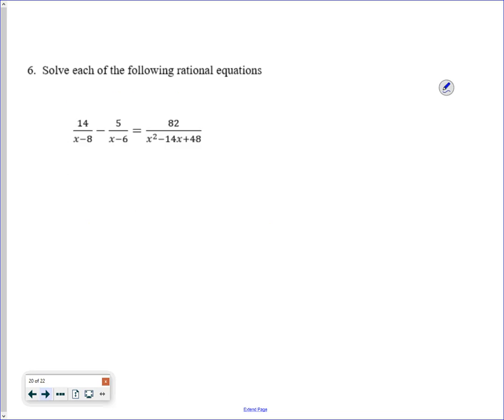Last one. I see something that is factorable, x minus 8 and x minus 6. That matters when I try to multiply through by the common denominator. I want the least common denominator. So I need that to be in factored form so that I can multiply each one of these by x plus 6 and x minus 6.